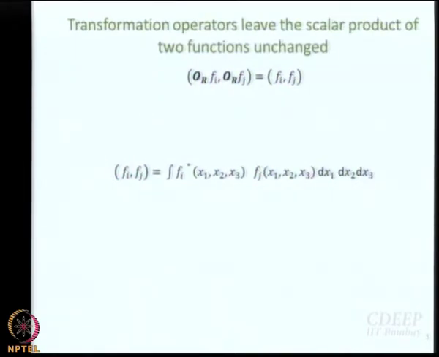Remember what is scalar product, dot product? How was it defined? What is Fi Fj? In case you do not remember, I have written it here. This is how you write it, Fi comma Fj in brackets, and is defined as integral over all space Fi star Fj, right. Fi star is a function of say x1, x2, x3, Fj is a function of x1, x2, x3.